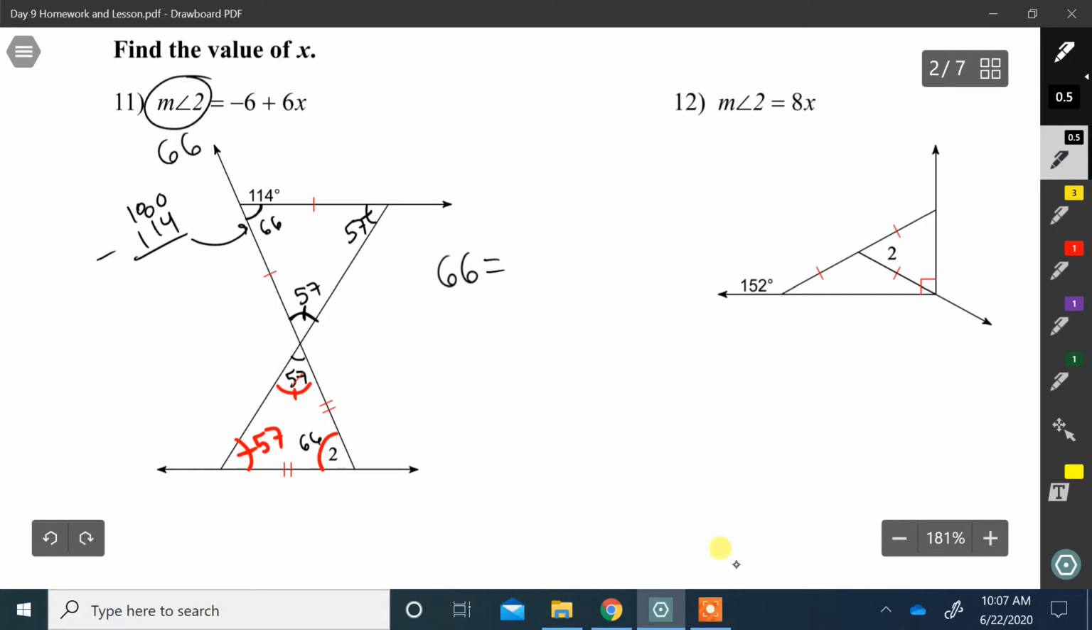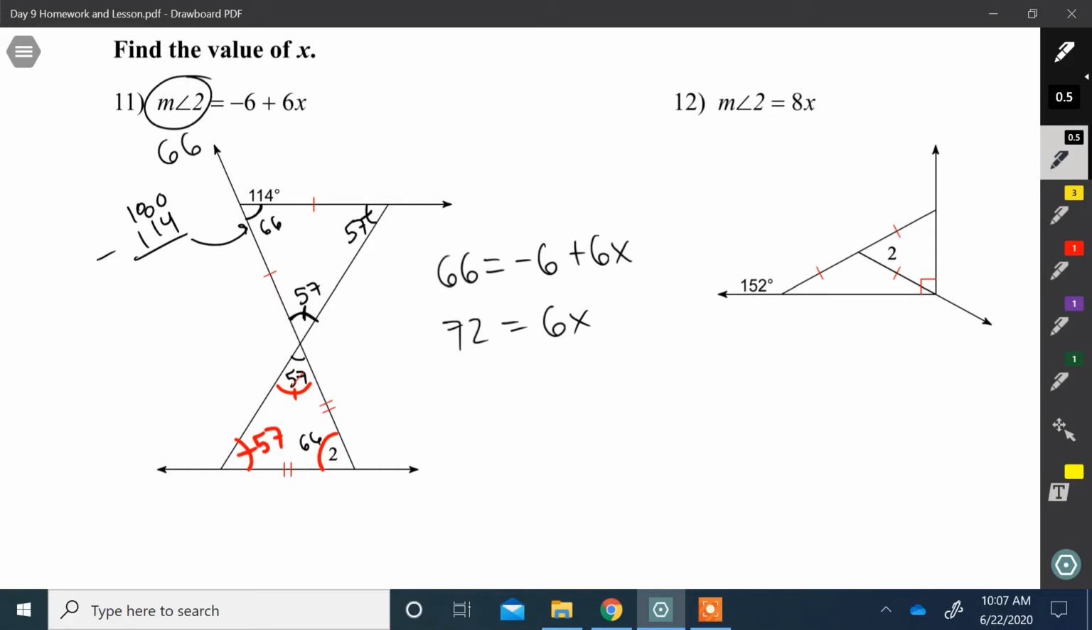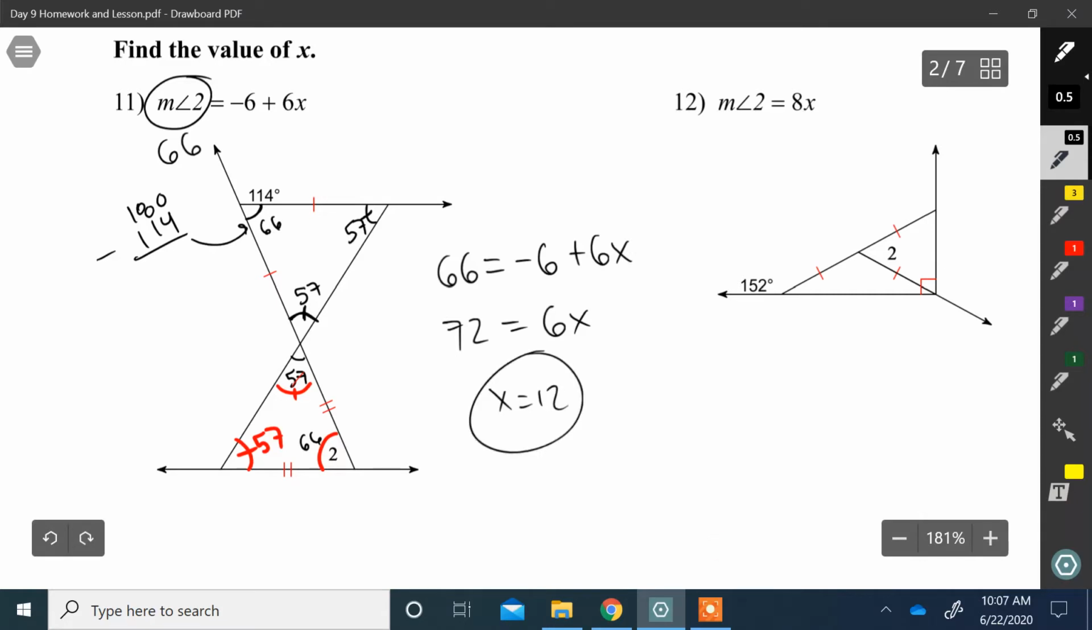So I know that 66 equals 6x minus 6. Let's add 6 on both sides. We get 72. And then 72, when I divide it by 6, that should give me 12. Okay? All right, very good. I'll have you do number 12 for me.